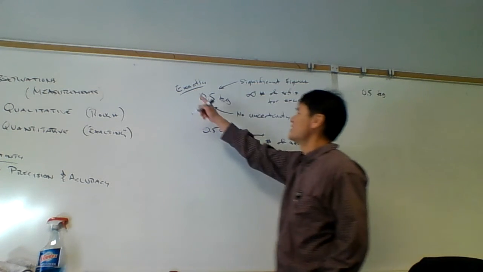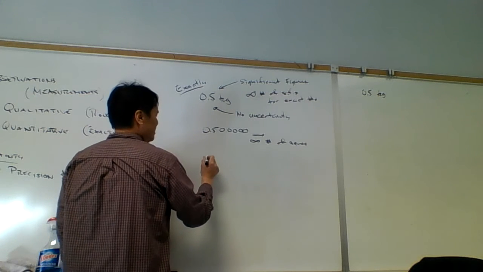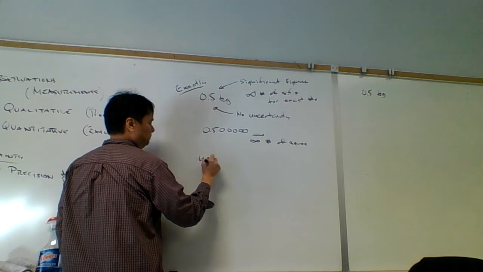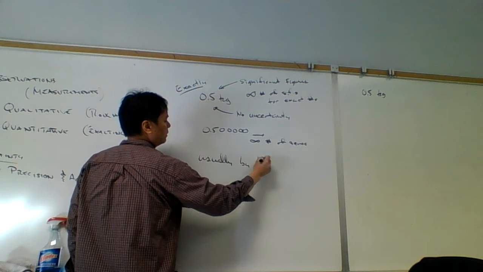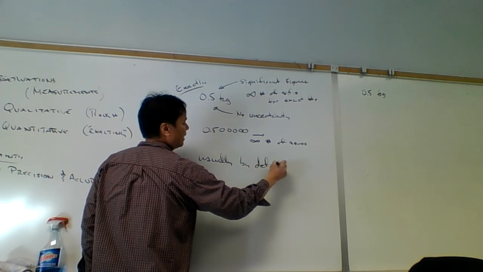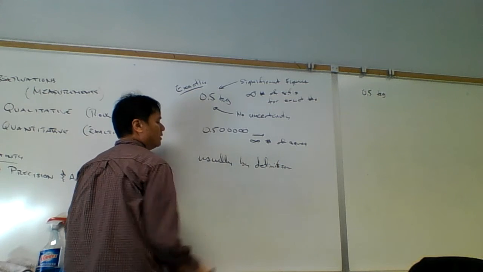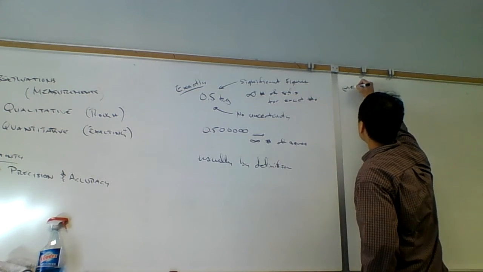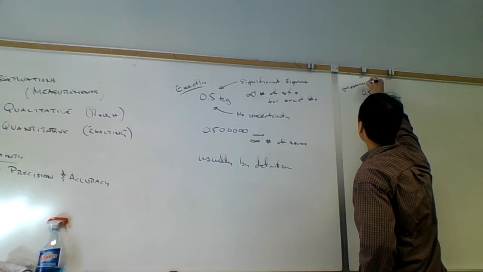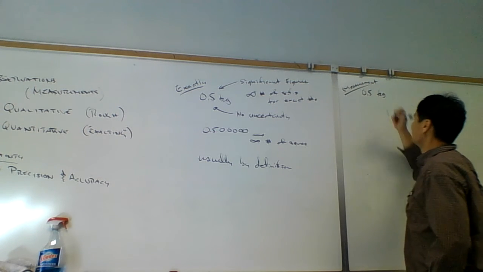Usually when we're doing exact, these are usually by definition. And so I'm defining that as exactly 0.5 kilograms. But in a typical measurement, we show it in different ways.